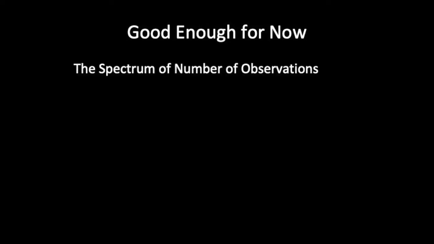Empirically, for most software projects, good enough for now means 6 to 12 observations for analysts and 2 to 3 observations for programmers. The spectrum of the number of observations is vast. Each different number of observations embodies a different trade-off of cost versus quality.